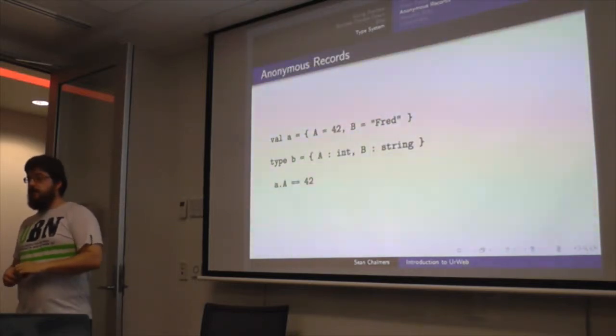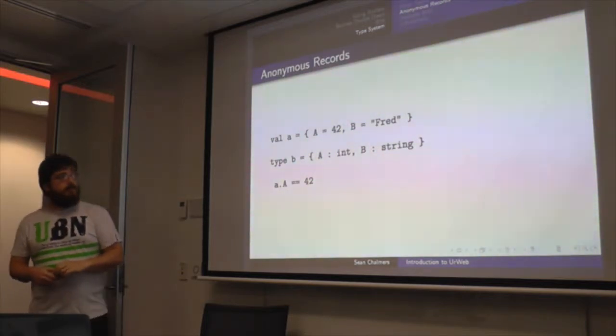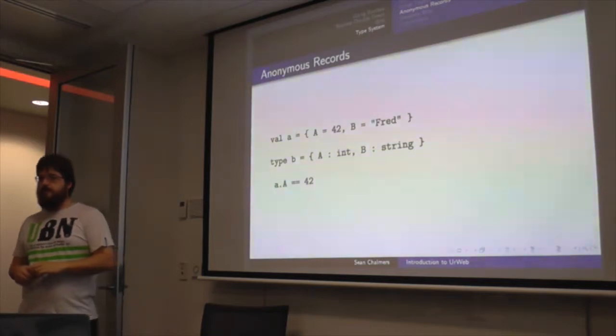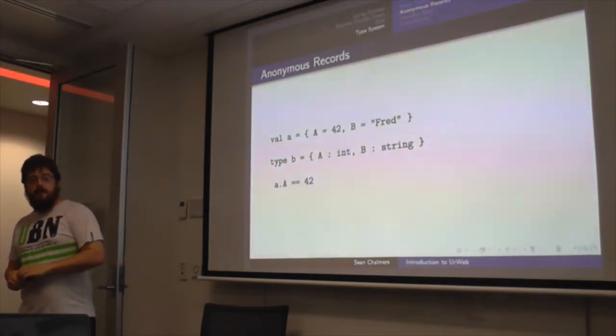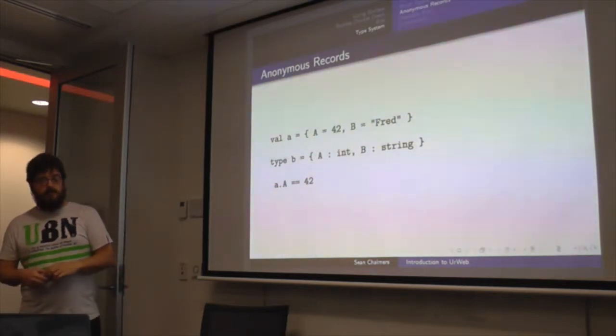It has anonymous records as well, which are pretty useful. You can just spin them up as a value if you require something, just a temporary record to hold values, or you don't need it outside of a function. Or you can declare them as types and give them all of the different types that you need.